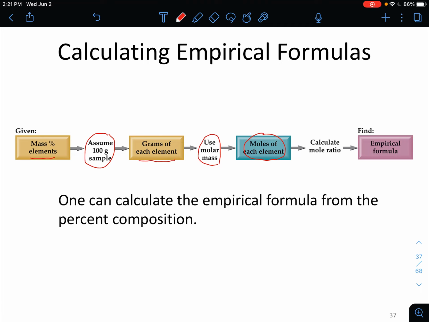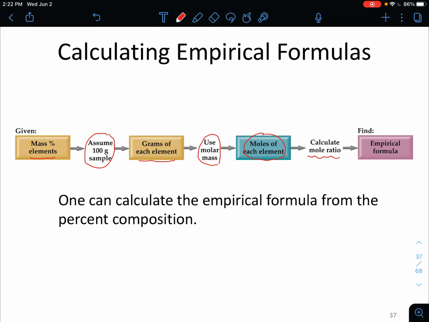So then the last step is to calculate the mole ratio, and I do that by dividing by the smallest number of moles. Basically, we assume whichever one has the smallest amount, that there's only one of those in the formula, and then we're finding out how many of each other element there is relative to that, and ultimately that would give me the lowest whole number ratio, the empirical formula.